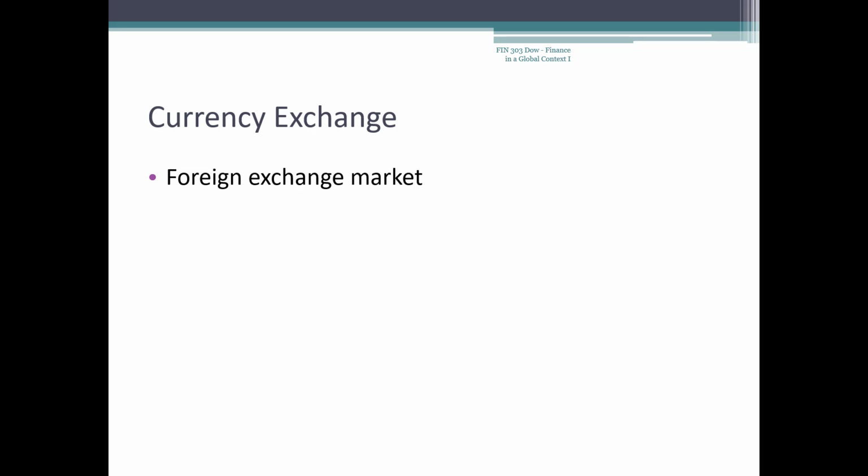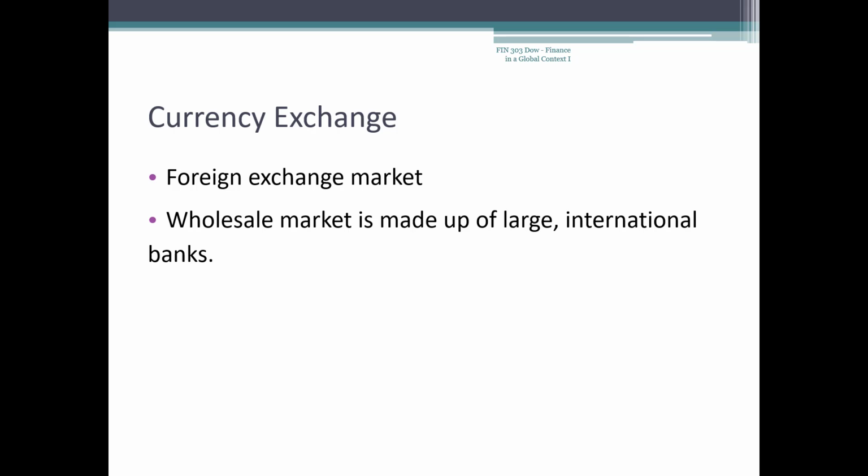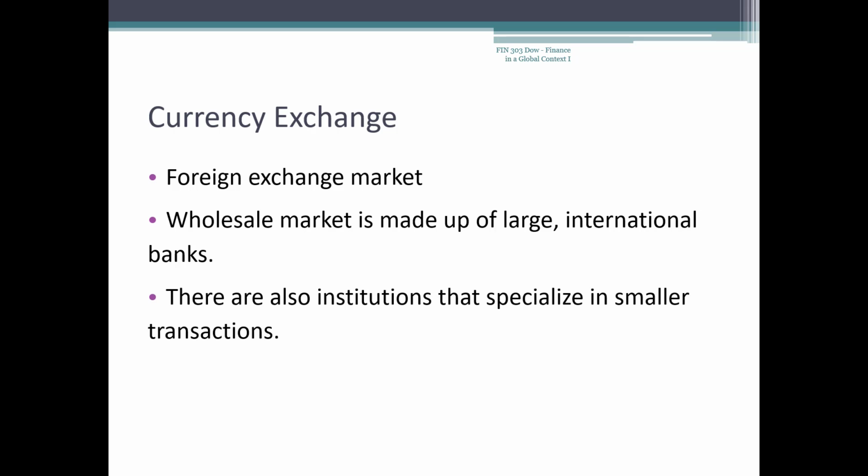Currencies are exchanged in what we call the foreign exchange market. What we call the wholesale market is made up of large international banks. They exchange millions of dollars worth of currencies, and the exchange rates, the price of one currency in terms of another, is very competitive. However, there are also institutions that specialize in smaller transactions. For example, if you or I would like to exchange currencies. We'll see why this difference matters in a moment.